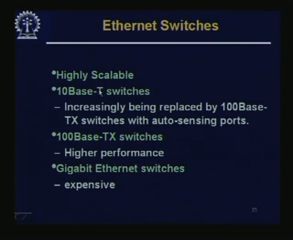Ethernet switches are highly scalable, which is one good thing about them. Originally we went from 10 base T hubs to 10 base T switches. 10 base T switches are increasingly being replaced by 100 base TX switches with auto sensing ports. 100 base TX switches are very common these days, they have higher performance, and their cost has come down quite a lot. You get a 100 base TX switch these days at the cost of what a 10 base T hub would cost just a few years ago. So, you can see how the technology has improved and the economics has also improved.